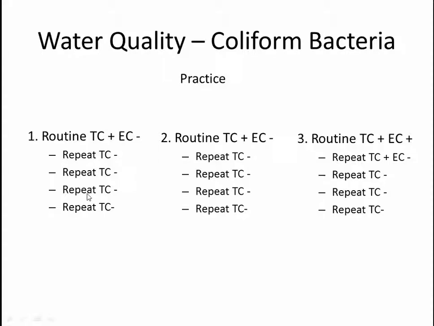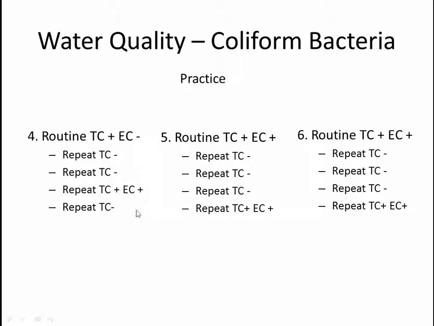This first example is if your routine is total coliform positive, you take all of your repeat samples and they all come back satisfactory. That is not a quality violation. And this next example is exactly the same. Number 2, no quality violation. Number 3, your routine is total coliform positive as well as E. coli positive, and one of your repeats at the second point in time is at least total coliform positive. This is an acute violation. 2 points in time, one is E. coli positive, the other is total coliform positive.